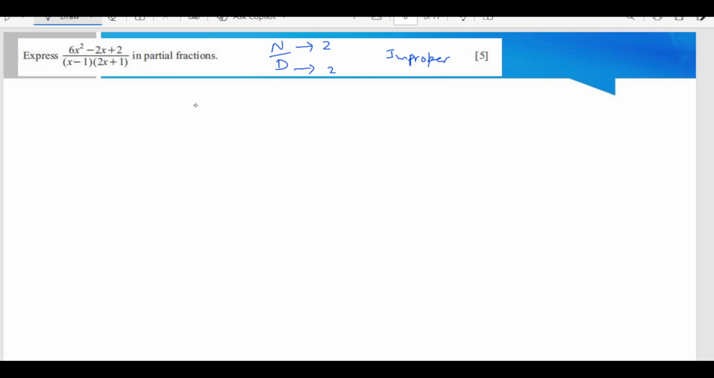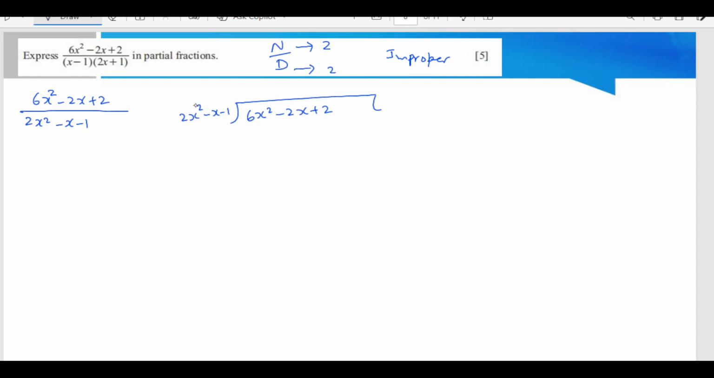For that, the first step we have to take is this 6x squared minus 2x plus 2. I will expand the lower part here and I get 2x squared minus x minus 1. Now it's clear that the degree of numerator and denominator is the same, so we can divide by the long division method. So we are dividing 6x squared minus 2x plus 2 by 2x squared minus x minus 1.